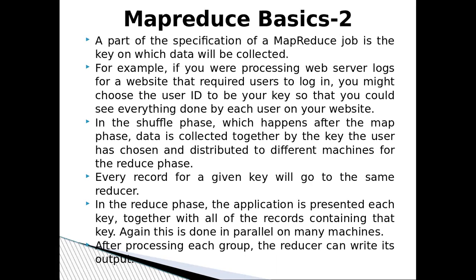In the shuffle phase, which is after the map phase, data is collected together by the key the user has chosen, and then it is distributed to different machines for the reduce phase. In the reduce phase, the application is presented each key together with all the records containing that key. So this is the theoretical aspect of map, reduce, and shuffle.